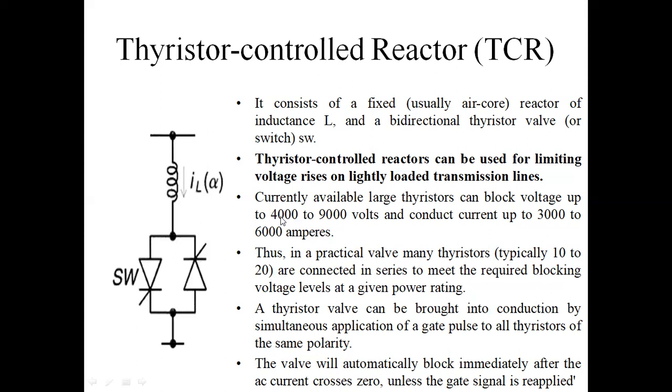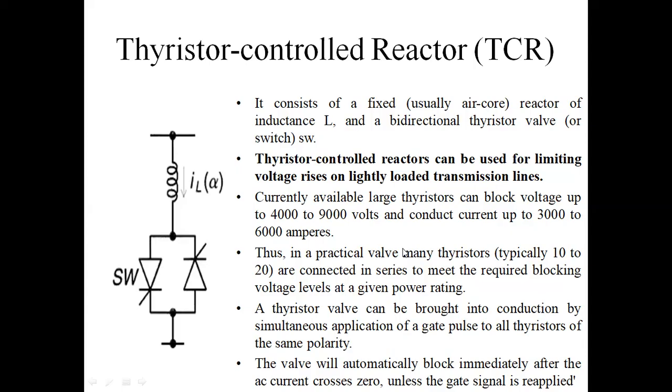For example, one thyristor value is 4,000 volts. If 3 thyristors are connected in series, the capacity of blocking voltage is 12,000 volts. In practice, 10 to 20 thyristors are connected in series for blocking voltage levels at a given power rating. Thyristor valves can be brought into conduction by simultaneous application of gating pulses to all thyristors of the same polarity.